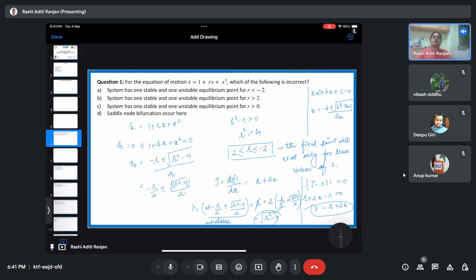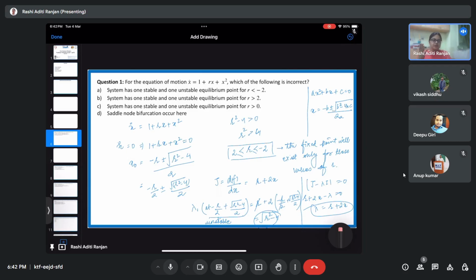If you see, in between -2 and 2, there are no fixed points. And at, let us say, 2, there is an occurrence of a fixed point. A sudden occurrence of a fixed point which further diverges into two fixed points. Out of them, one is stable and the other one is unstable. So if you remember, this is nothing but a typical case of a saddle node bifurcation. Correct? This is a typical case of a saddle node bifurcation.